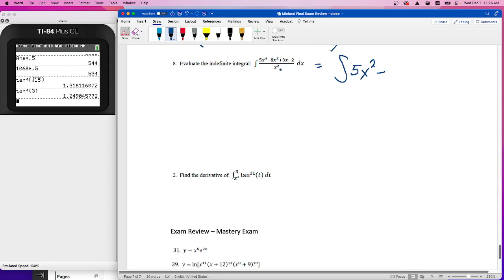Negative 8x squared divided by x squared is just going to be negative 8. Over here, we're going to get 3x over x squared, which is 3 over x. I'm going to write that as 3x to the minus 1. And then we get minus 2 divided by x squared, so that's going to be minus 2x to the minus 2.